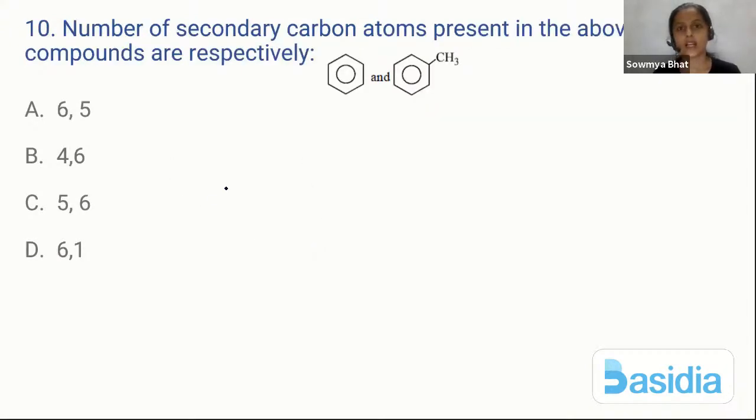Number of secondary carbon atoms present in the above compounds are respectively. Let's write the structure first, then decide. This is a benzene. The first one is benzene. We are going to replace the corners by the carbon atoms now. And there are alternate single and double bonds here. And you're going to write CH everywhere, to satisfy the valency.